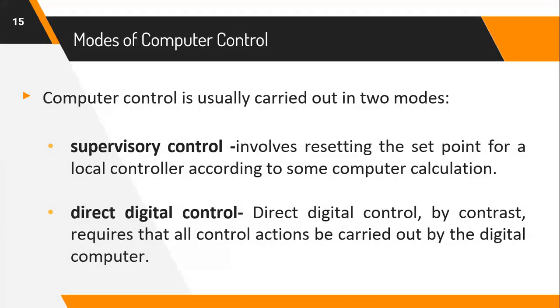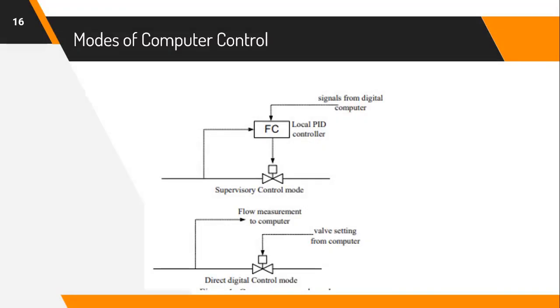For the modes of computer control, we have two: the supervisory control and direct digital control. Supervisory control involves resetting the set point for a local controller according to some computer calculation. Direct digital control, by contrast, requires that all control actions be carried out by the digital computer. Both modes are in wide use in industrial applications, and they are incorporating modern control technologies. Measurements are transmitted to the computer, and control signals are sent from the computer to control valves at a specific time interval known as the sampling time.